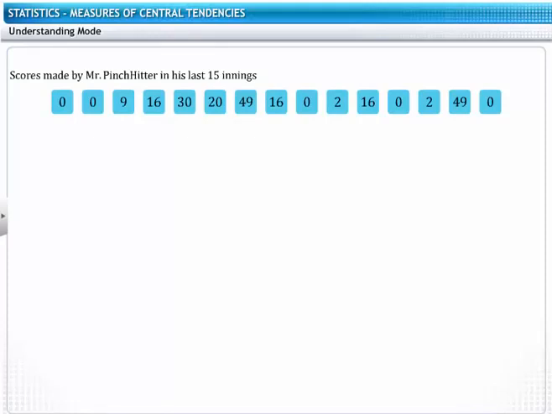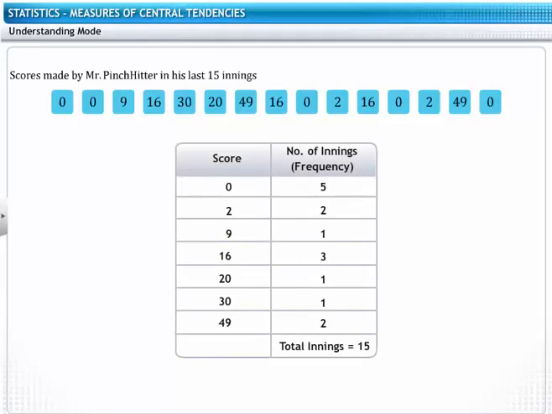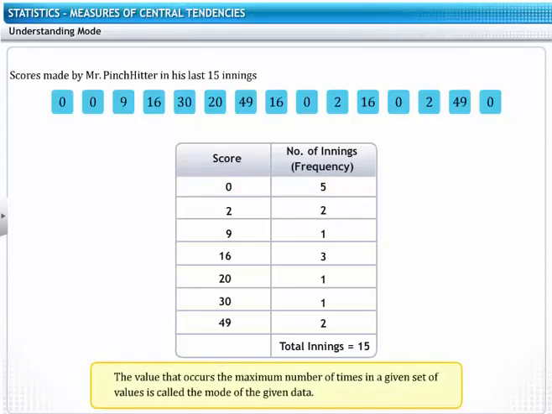Is there a quick way to spot the runs scored most often? A frequency distribution table may help. Now, there is no confusion. Clearly, Mr. Pinch Hitter has scored a 0 the maximum number of times in his last 15 innings. The value that occurs the maximum number of times in a given set of values is called the mode of the given data. Here the mode is 0.